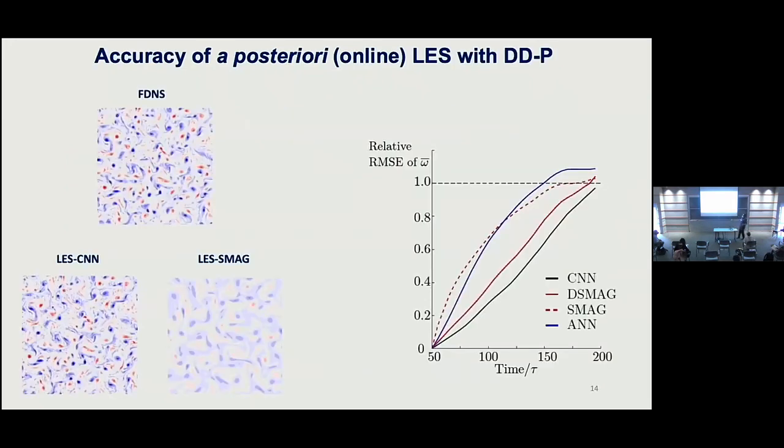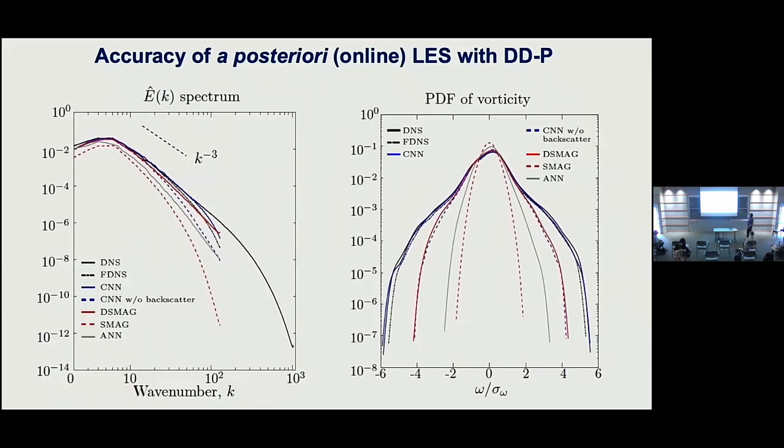So after that, once we get a stable CNN, I'm not going to spend much time on this. You can qualitatively see that the CNN does much better than models like Smagorinsky, which are too diffusive. You see advantages in short-term forecasting and also in the long-term statistics, for example, if you look at the spectrum. Perhaps the best place where you can see the advantage of the CNN over these other methods is if you look at the PDF of vorticity.